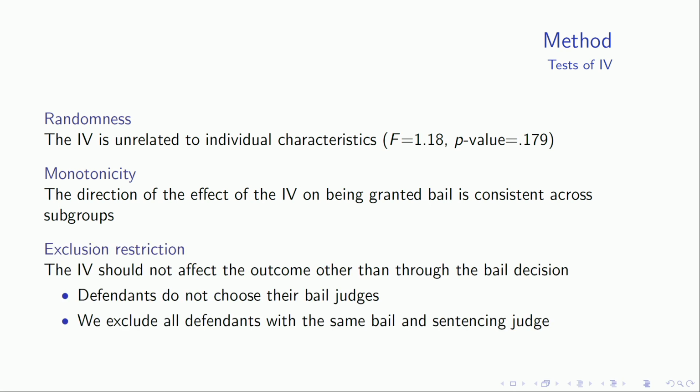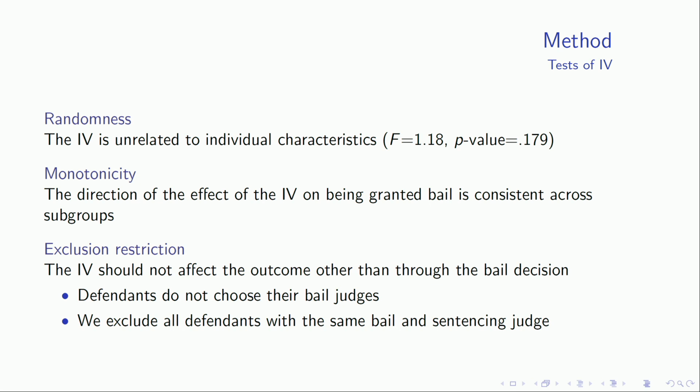Lastly, and probably most importantly, the instrumental variable, judge leniency, should not affect the outcome other than through the bail decision. This one can't be empirically tested. Instead, we have to provide reasons why it might not be violated. In this case, I think we have strong reason to believe so, because firstly, defendants don't really get to choose their bail judges. Bail judges are assigned by a listing director.